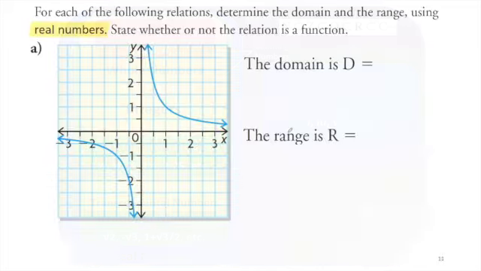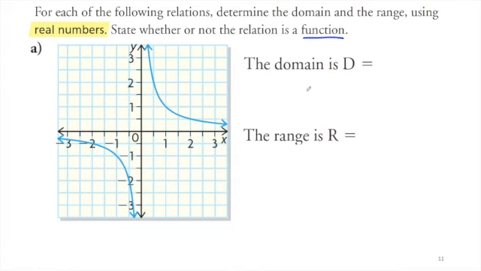Okay? So when we're looking at our real numbers and stating real numbers, we can list any numbers, but what we're going to do is state our domain and range using real numbers. Okay? So when we do that, we're also going to state whether or not the relation is a function. So you're going to determine if it's a function or not.